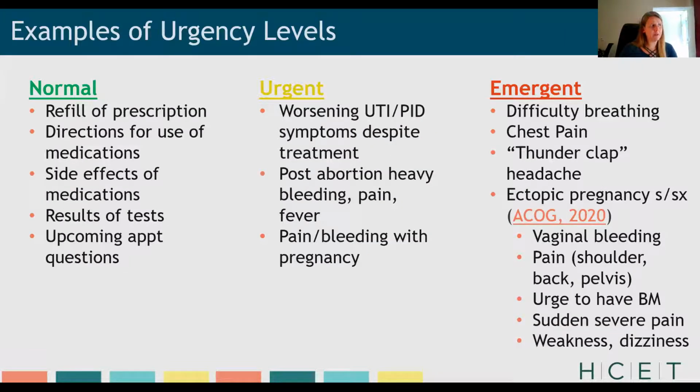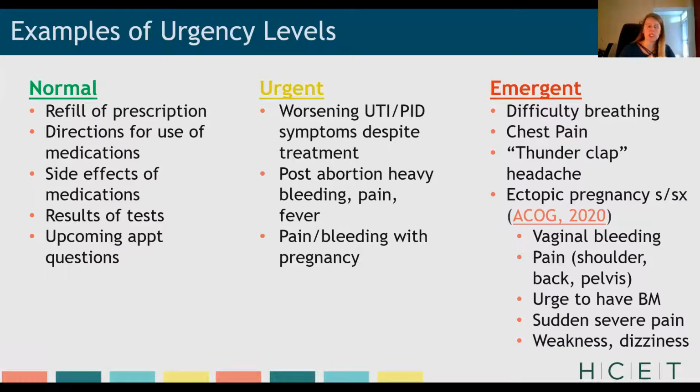So let's go through some more examples. And for this slide, I was thinking, like, what are some things that I would commonly get for phone calls or common patient concerns that I get, and breaking them into the different levels of urgency. So things that could get a call back within the next business day. If somebody's calling to refill a prescription, directions for how to use their medication or side effects of their medication, they were calling about their test result, or they have questions about an upcoming appointment. Those are all things that I can get to within the day.